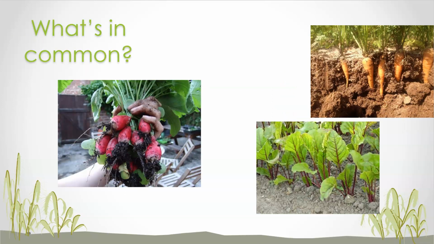If you've noticed here, these are radishes. They go great on tacos. Carrots, glorious carrots. Beets. You can see here that all of these food sources are found within the root system of a plant.